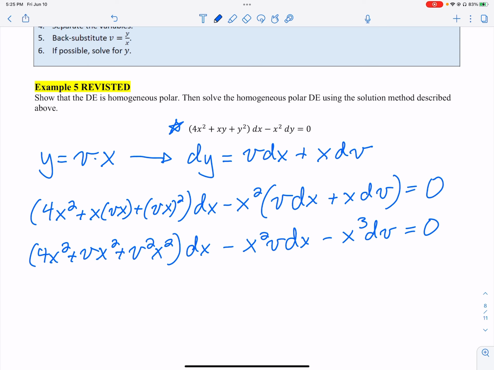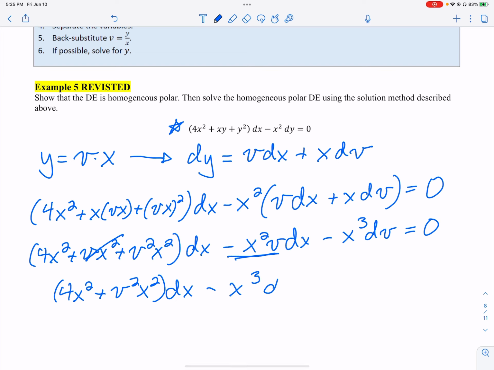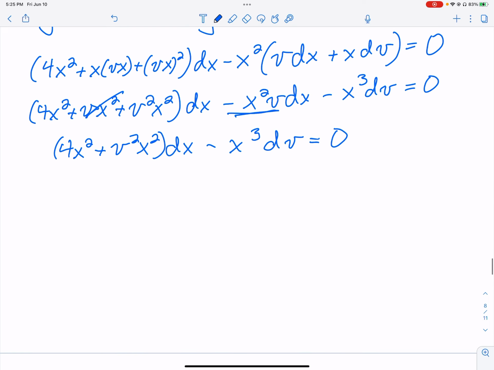Now I can combine my dx's together. So notice a couple things in there. We have vx squared. That's going to cancel with that vx squared. So we get 4x squared plus v squared x squared dx minus x to the third dv. And now we can start trying to solve that. We could add the x to the third to the other side, 4x squared plus v squared x squared. Let's go ahead and factor that square out, actually. So x squared times 4 plus v squared.